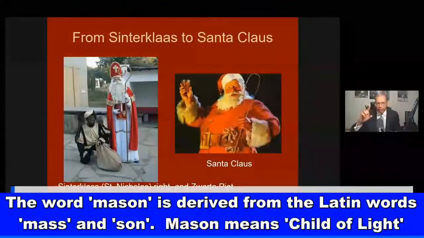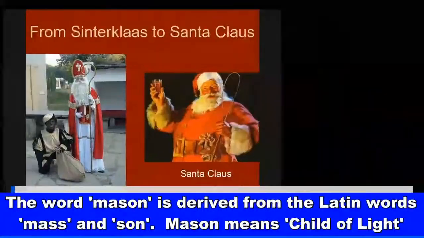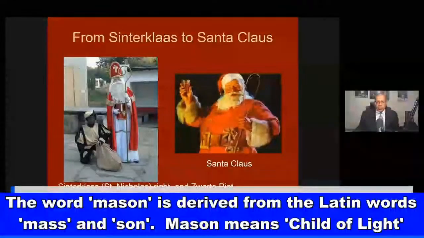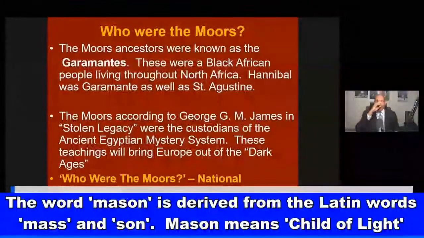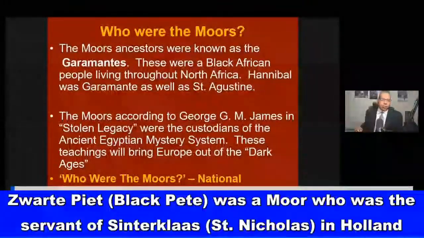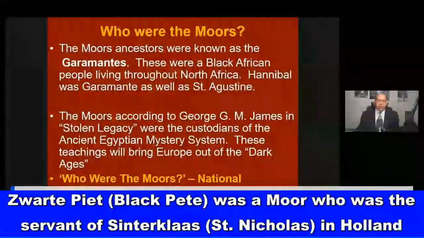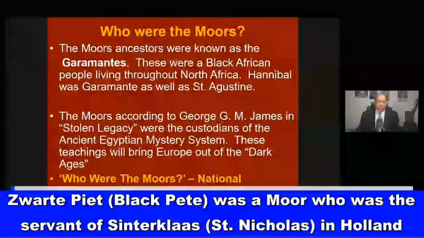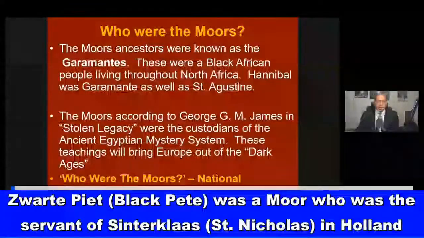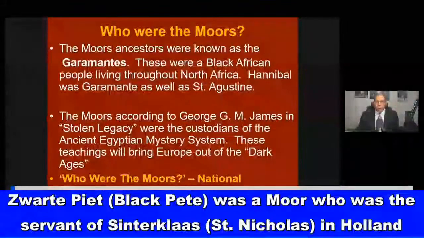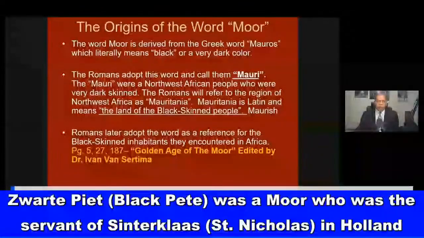All right, coming from Spain. Well, Spain is where the Moors went in 711 AD, led by General Tariq ibn Ziyad, going to the Iberian Peninsula. So Spain is very important. Now, who were the Moors? The Moors' ancestors were known as the Garamantes. These were a Black African people living throughout North Africa. Hannibal Barca was Garamantian, as well as St. Augustine. The Moors, according to George G.M. James in the book Stolen Legacy, were the custodians of the ancient Egyptian mystery system. These teachings will bring Europe out of the Dark Ages.